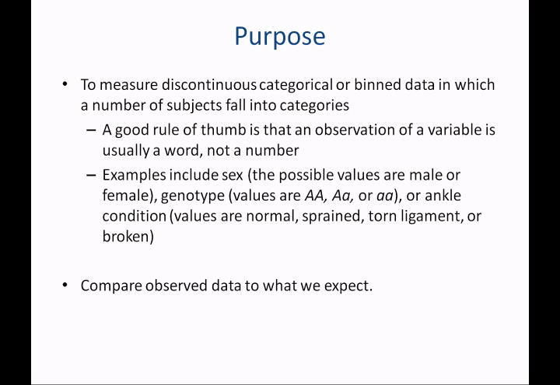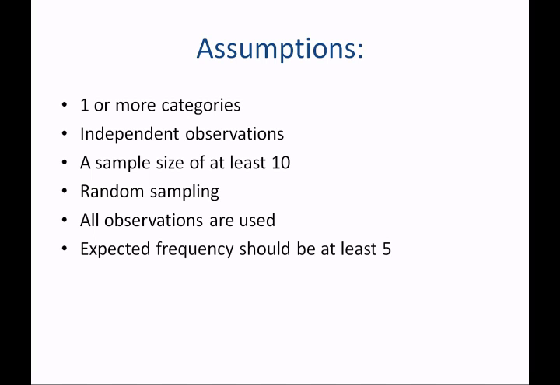Basically what we do is we measure our data, and we have observed data, and then we compare it to what we would have expected if there was no difference, no significant effect of whatever the treatment is we're thinking about. Briefly, you've got to have one or more categories, independent observations, a sample size of at least 10, random sampling, use all the observations, and the expected frequency numbers should be at least 5.